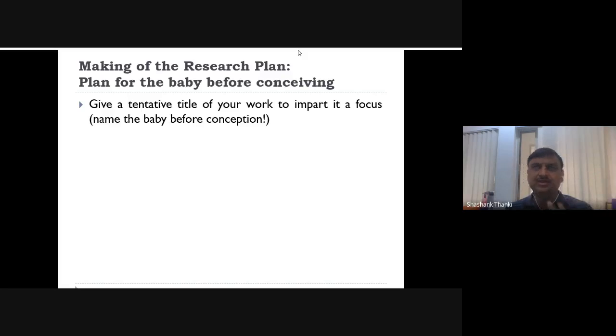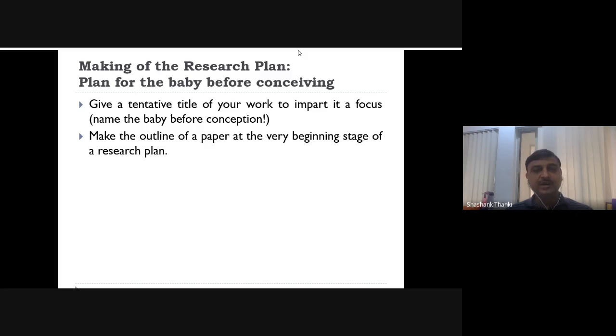Yes, finally, you might modify it later on, depending upon your conclusion, depending upon the final methodology, some minor modifications are always allowed. But initially, you should always start with a tentative title of your work. And that is what we say, name the baby before conception.